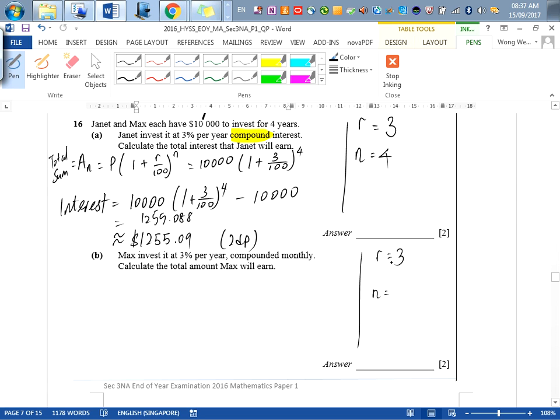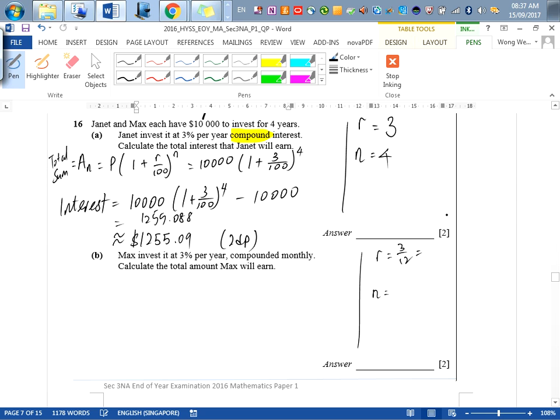Huh? 3 out of 12. Now you change your answer. Yeah, exactly. Remember that in the formula, the R over here is interest rate per period. And this N over here is the number of periods. So what is the period in this question? Yeah, the period is 1 month. So 3% per year, we have to divide it by 12 to get the interest rate per month. Because one period is now 1 month. So 3 over 12, that is equals to 1 over 4.